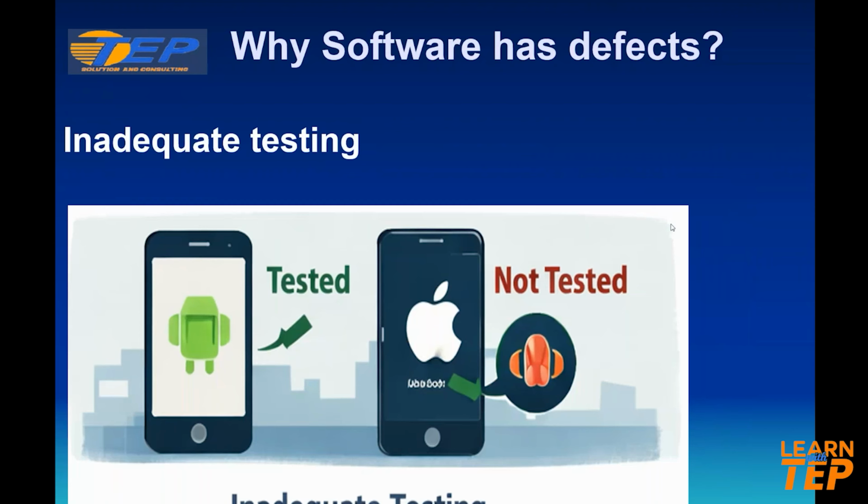Inadequate testing can cause software defects. For example, an application is only tested on Android devices but not on iOS. After release, iPhone users report crashes. Another example, due to the lack of resources, performance testing has not been completed. That will leave errors in production. The system may be very slow.